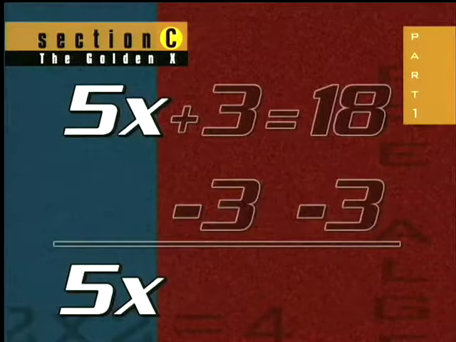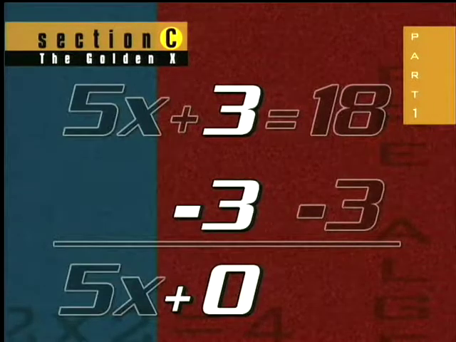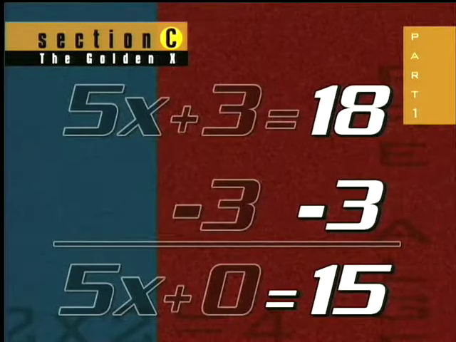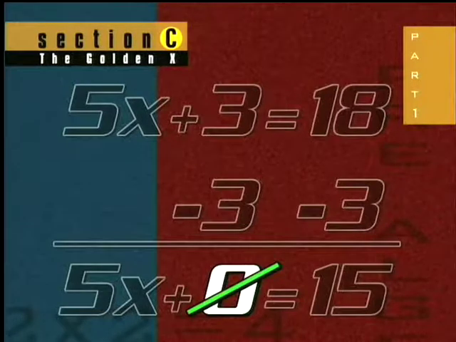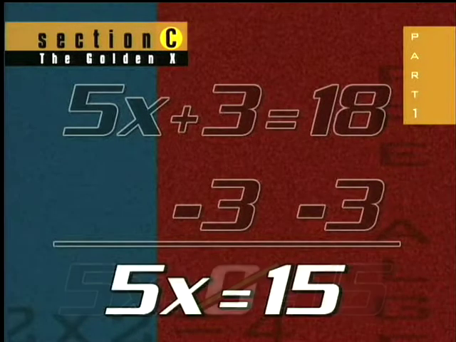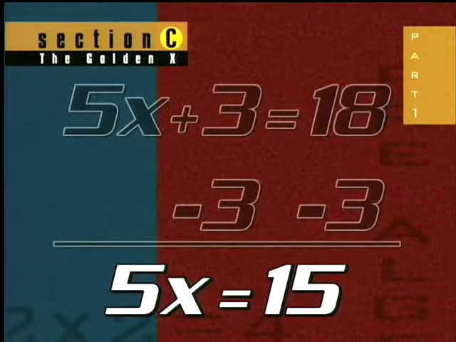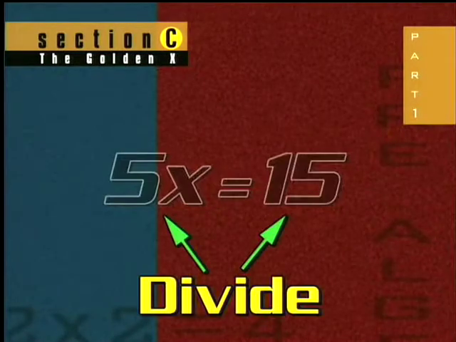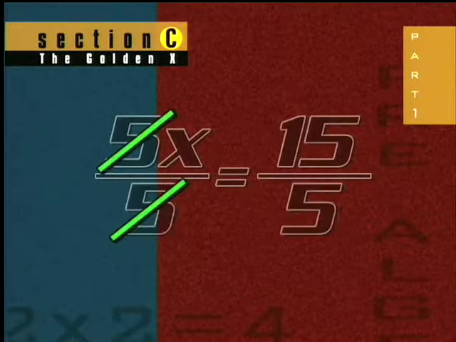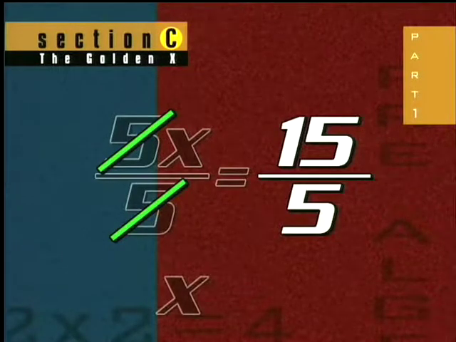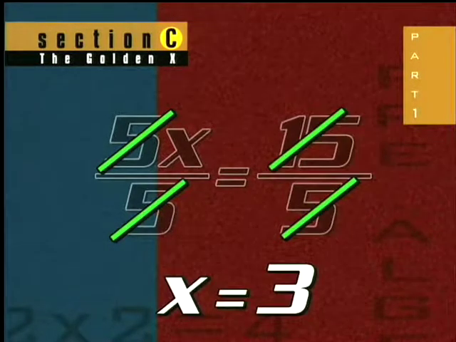So we bring down the 5x, then subtract 3 from 3, and 3 from 18, giving us 5x plus 0 equals 15. To simplify, we get rid of this 0 since it's just hogging space, and we've got 5x equals 15. Now, just like last time, we divide. Here we divide both sides by 5. Our 5's on the left cancel out, and on the right side, 5 goes into 15 3 times. So we've got x equals 3.